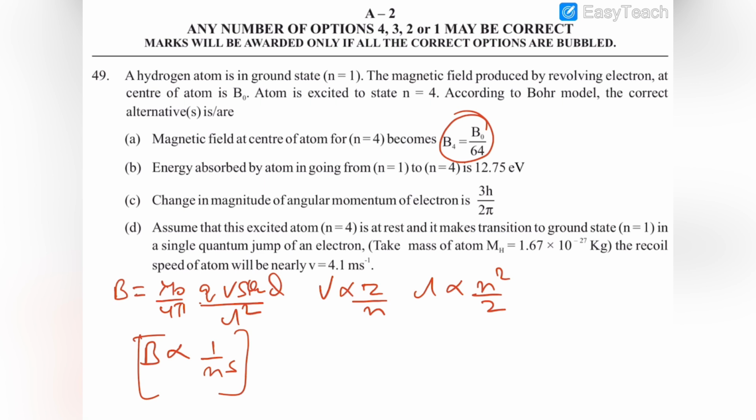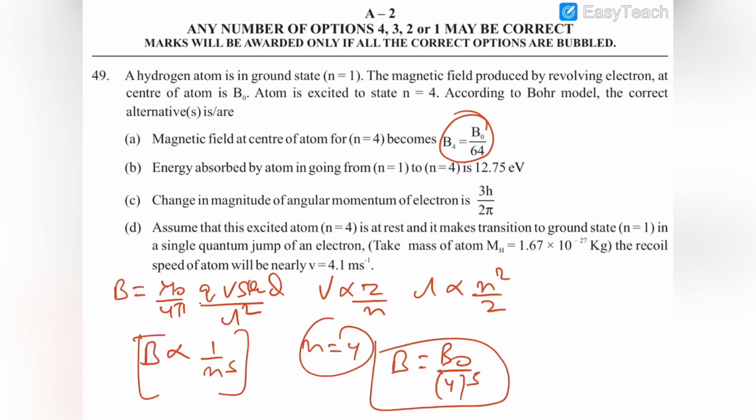Now if we substitute n equal to 4, then B will be equal to B naught upon 4 to the power 5, which is obviously not 64, so option A is incorrect. Now the energy absorbed by the atom in going from n equal to 1 to 4 is 12.75. This we always know. And the change in angular momentum.